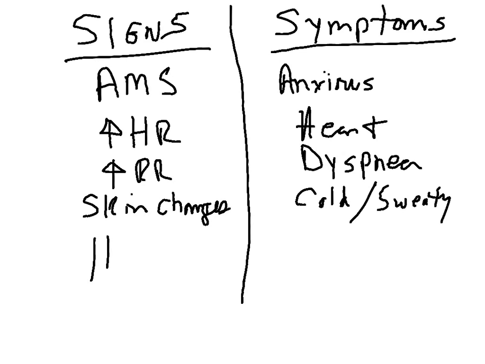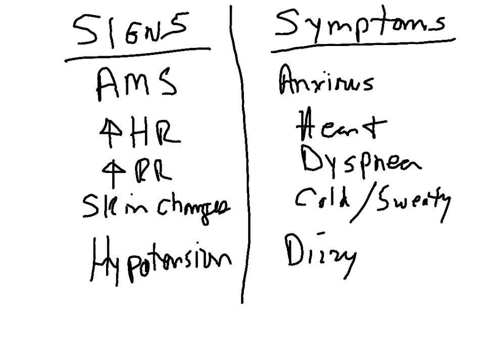And then finally, hypotension shows up as a sign, and they will feel potentially lightheaded, dizzy, something like that. Make sense? 5 signs of shock, 5 symptoms that go along with it. Okay? Body's compensation mechanism kicks in and produces the middle 3. The first one's real subtle, the last one's real obvious. Okay?